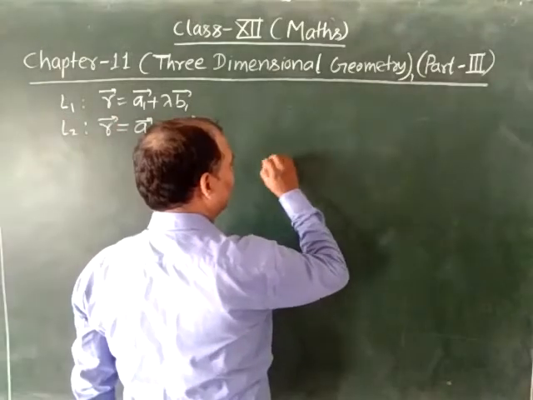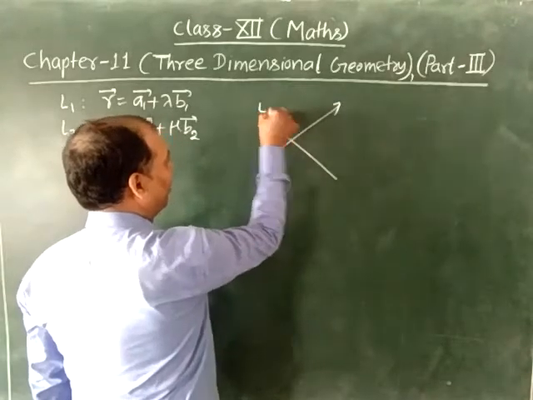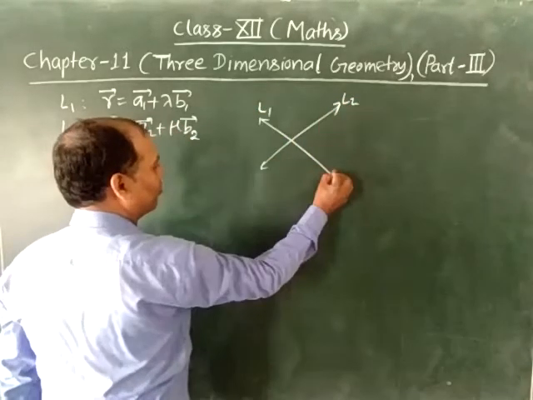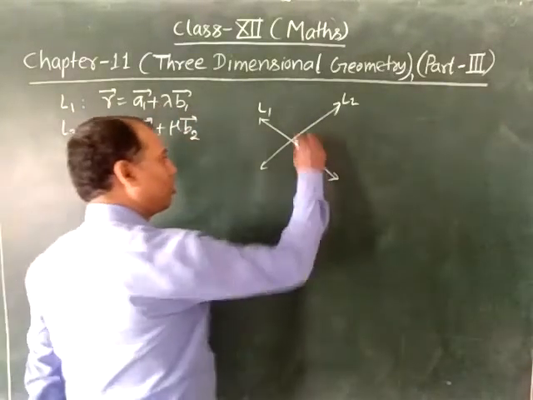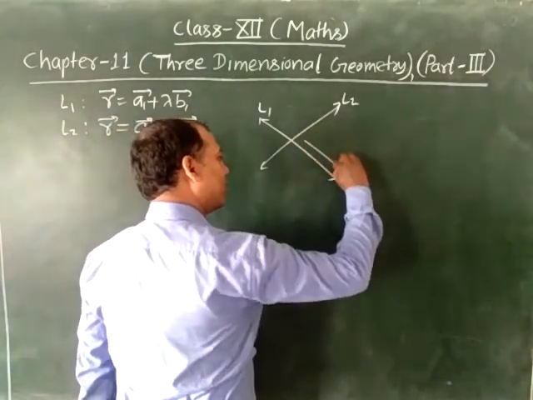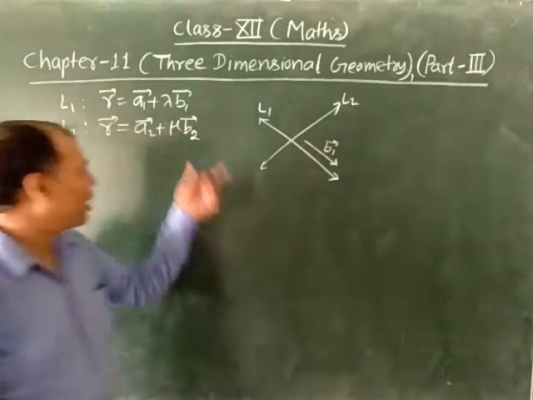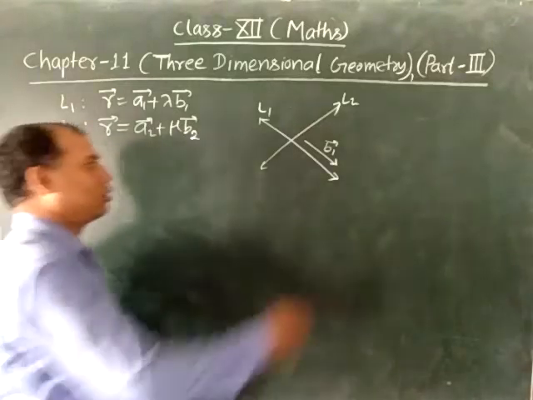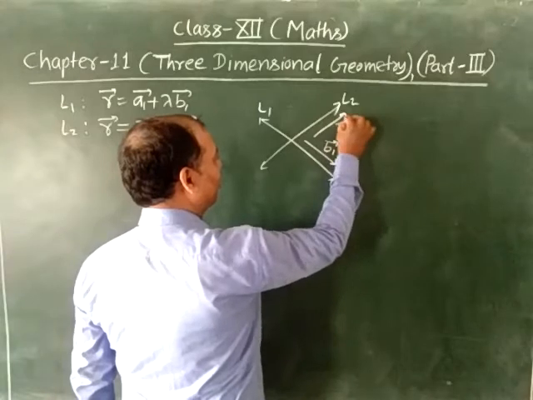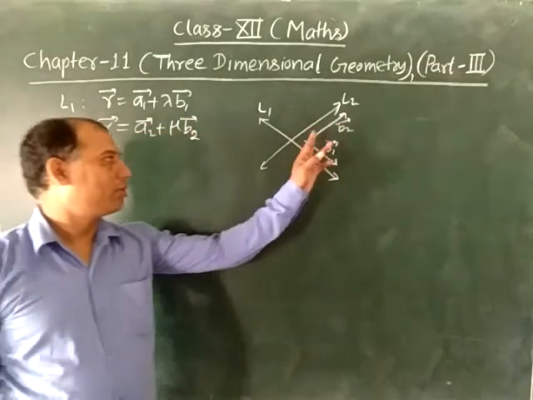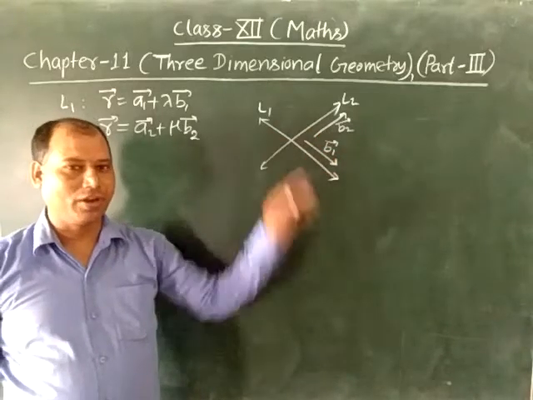Consider the two lines are such that one line is L1, another line is L2. Now b1 vector is parallel to the line L1, so vector b1 will be like this, and b2 vector is parallel to the line L2. This is vector b2. Now if the two lines are perpendicular, then vectors b1 and b2 are also perpendicular.